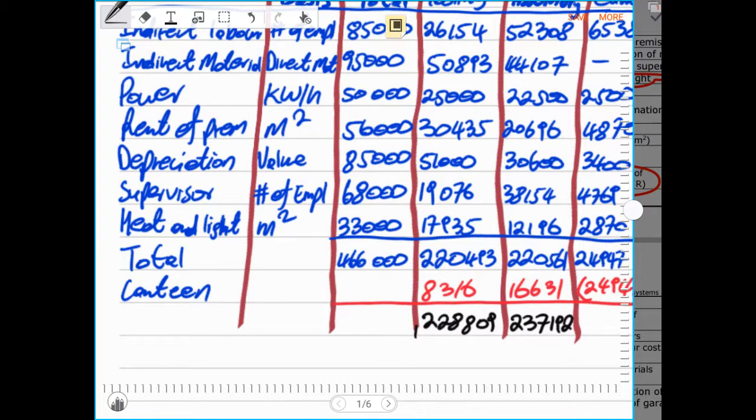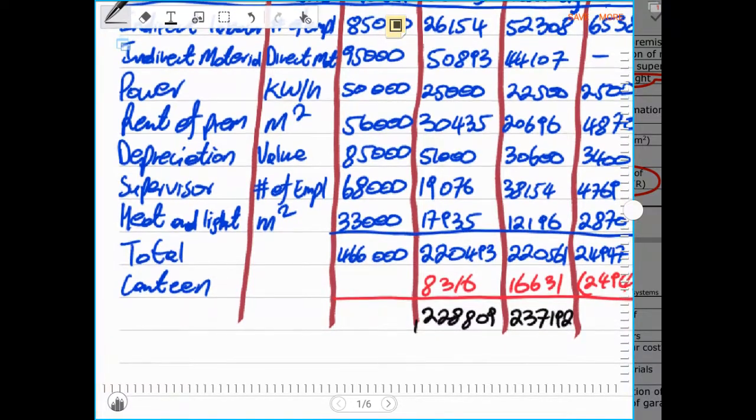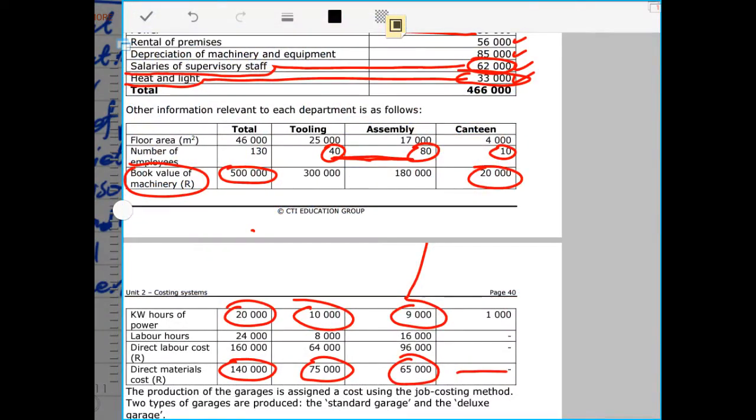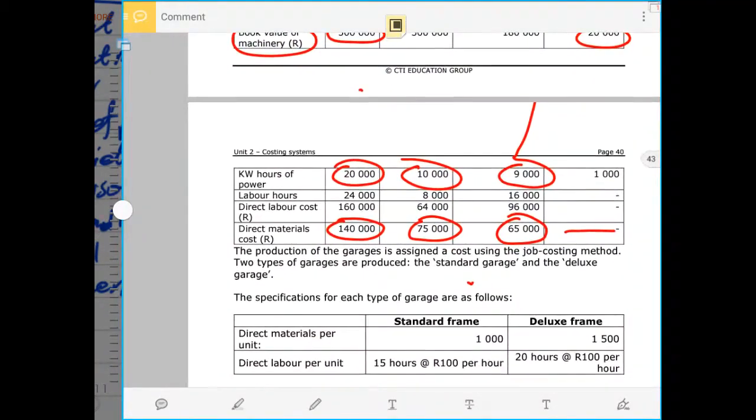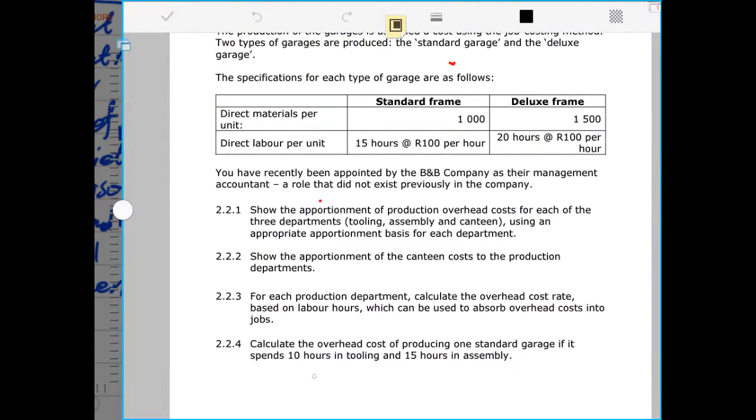So now we have done the second requirement, which is 2.2.1. That was requirement 2.2.1 that we have covered, where we have reallocated the canteen, being the service department, to other departments. Therefore, now we are required to do 2.2.3. That was 2.2.2, 2.2.1 is done. Then we are doing 2.2.3 now.